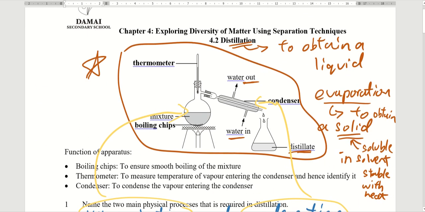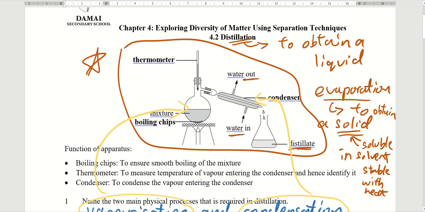Now let's go back to the diagram again. Notice that I'm actually talking about this portion. Water in is at the bottom, and water out is at the top. Why do we want to do this? The explanation is actually very simple. We know that hot or warm water is less dense than the cooler water.